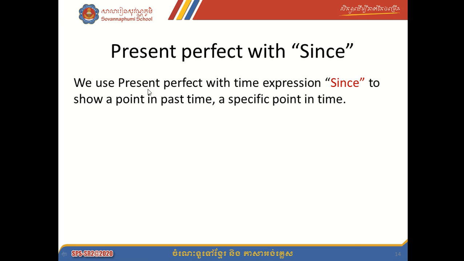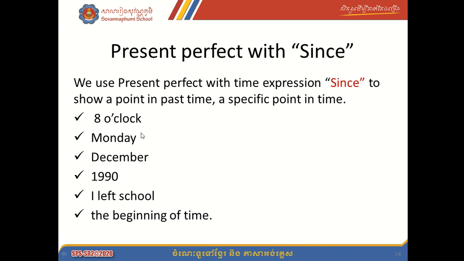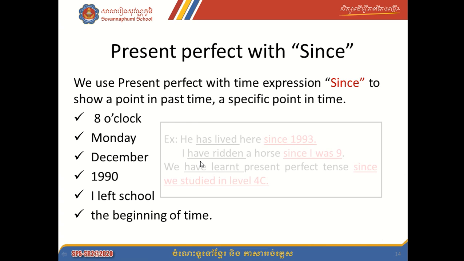We use present perfect with the time expression since to show a point in past time, a specific point in time. So what is a point in time, a specific point in time? Now, let's see all of these words: 8 o'clock, Monday, December, 1990, I left school, the beginning of time. And let's look at the examples.